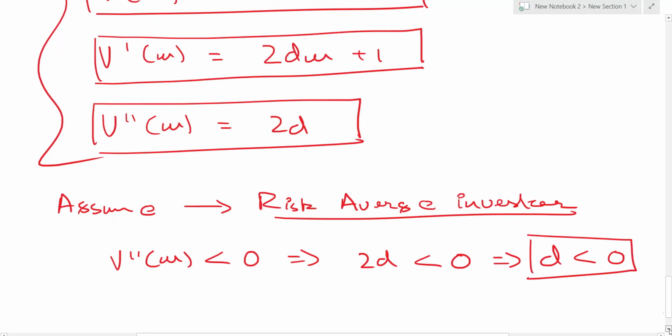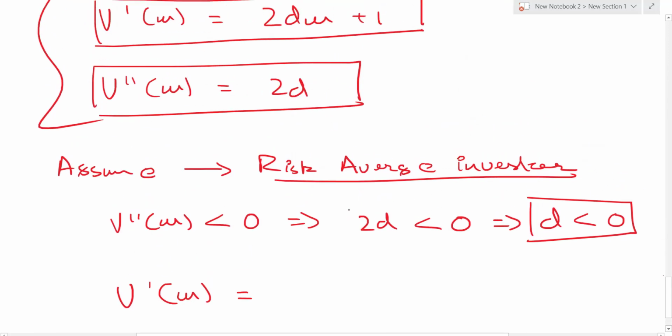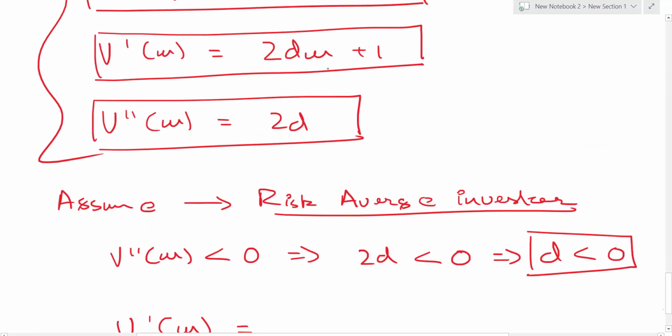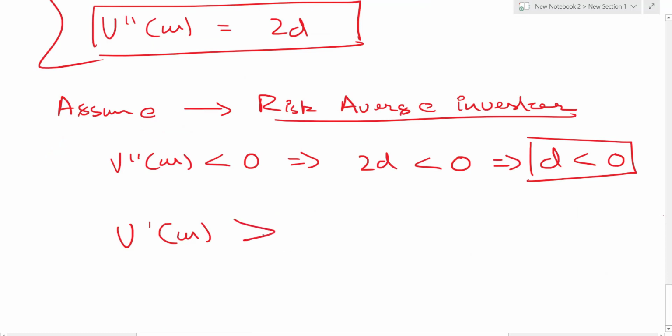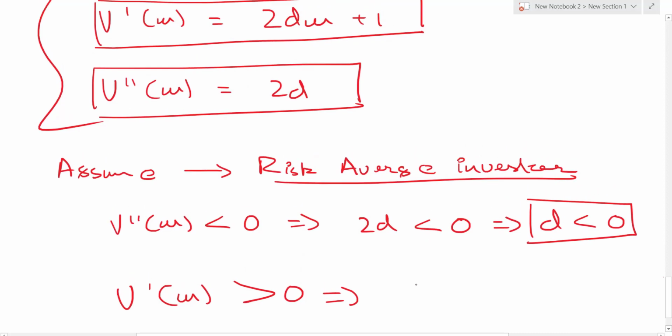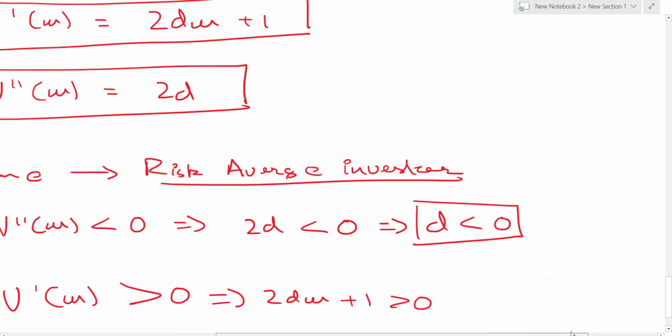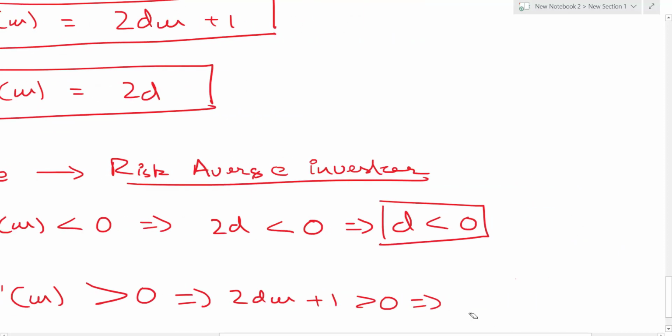The second thing I know is that the marginal utility of wealth is always positive. So v dash w is what? This, 2dw plus 1. So this is always positive, which would imply that 2dw plus 1 is greater than 0, which would imply that 1 is greater than minus 2dw.